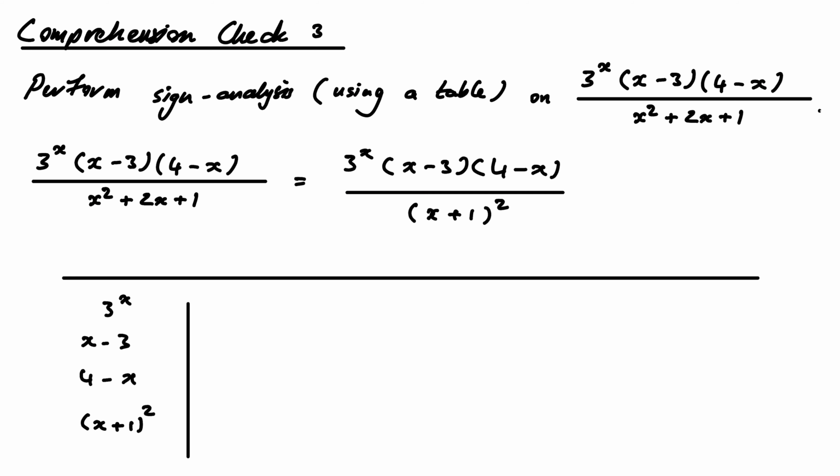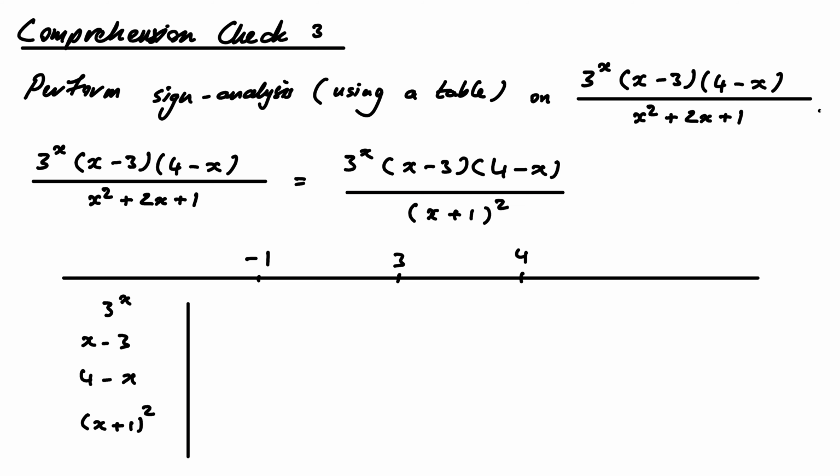Next, let's mark all the positions of importance. So those are the positions where these things are 0 or undefined. 3 to the x, never 0, brilliant. x minus 3, of course, that's at 3. 4 minus x is 0 at 4. So we'll exaggerate the scale. x plus 1 is 0 at x equals minus 1. So let's put that over here.